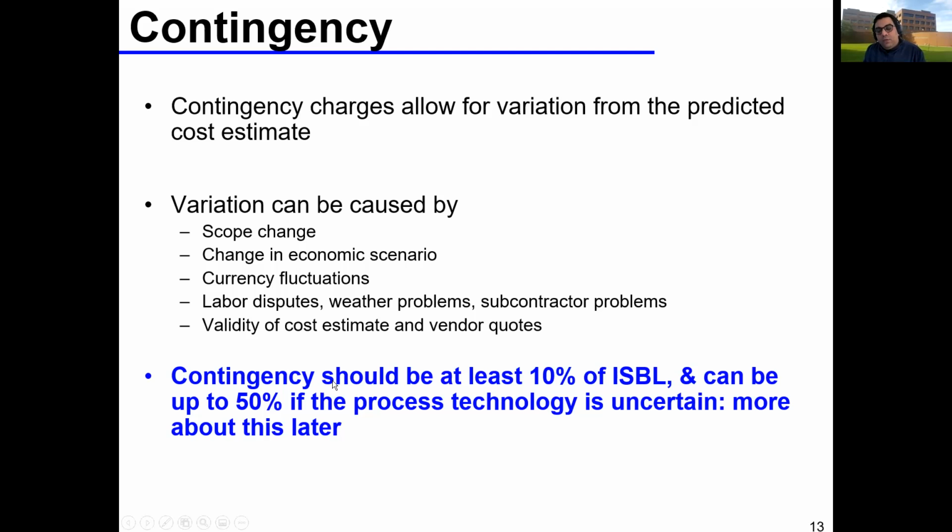And as a rule of thumb, contingency should be at least 10% of your inside battery limit, and can be up to 50% if your technology is new or if your technology is uncertain, right? So again, contingency is very important. I recommend you always overestimate contingency. If you're not familiar with the technology, be careful. If you're comfortable with what's happening and you're very comfortable with your design, then you take 10% and move on.